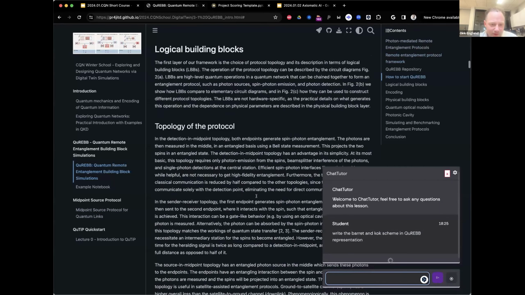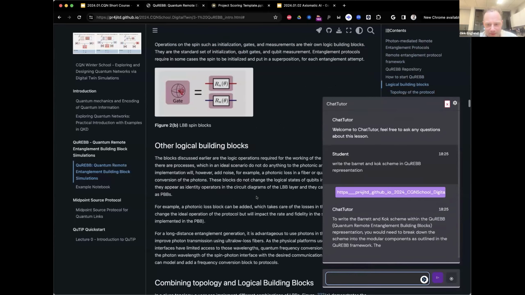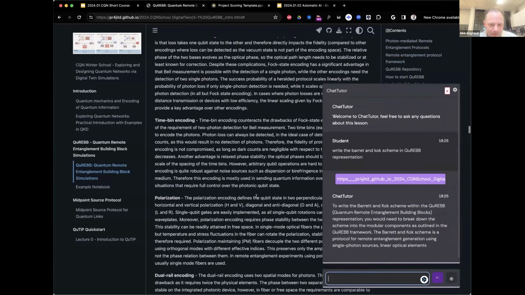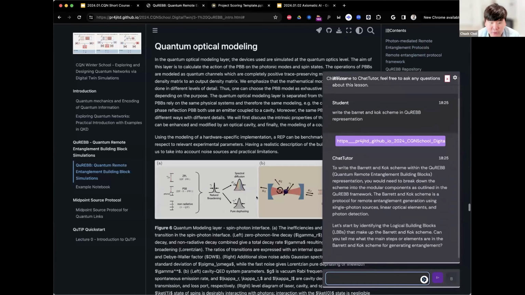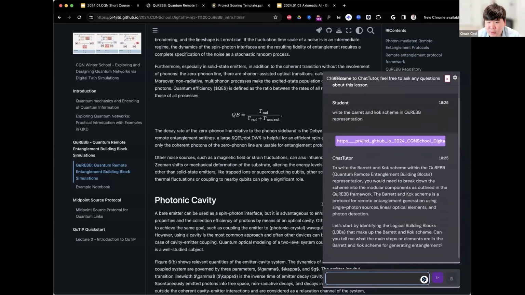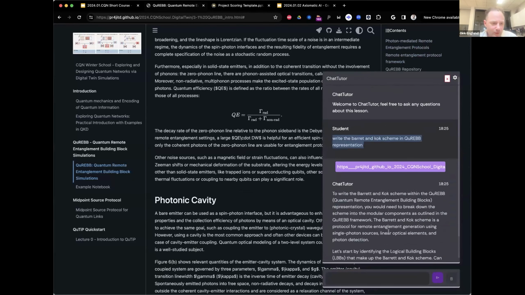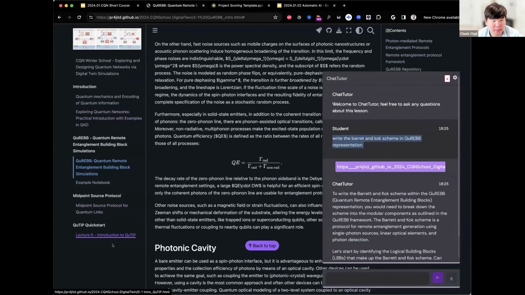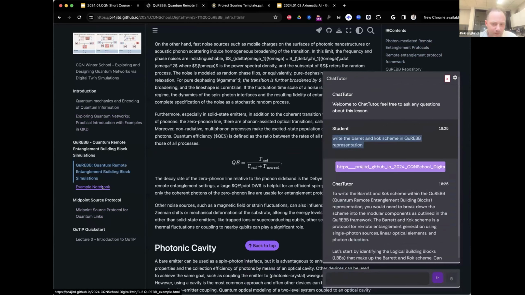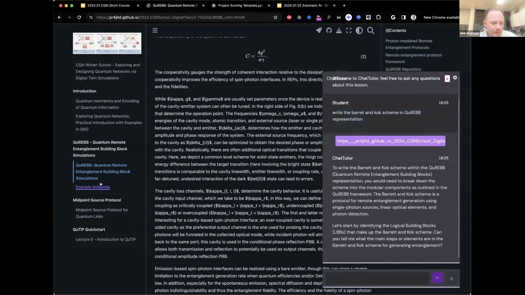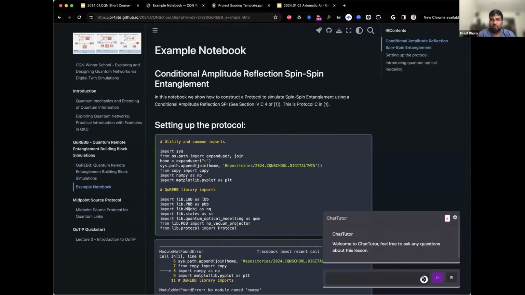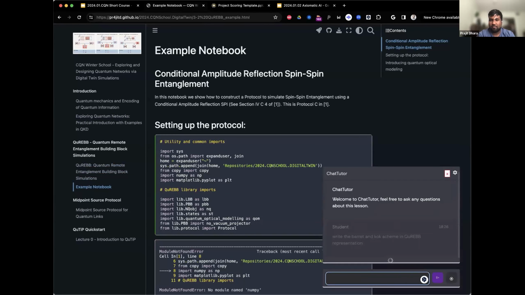Does it have the QRep code here? Is it all here? No, the QRep code is in the example notebook. Sorry, yeah, of course. I need to go there. It's the one below the current section. You see what it does here. I think it wants to know what Barrett and Cope is. If we haven't mentioned it anywhere, well, it should know that, right?